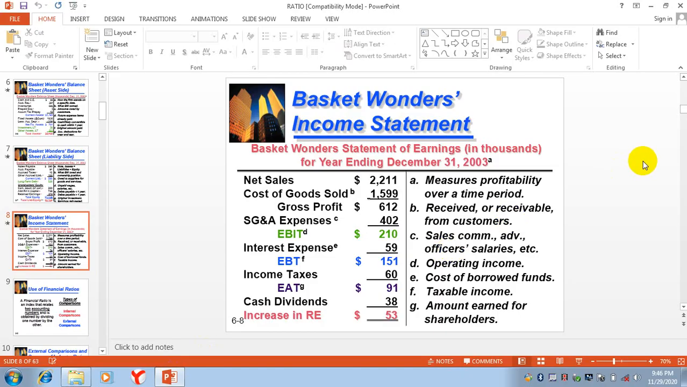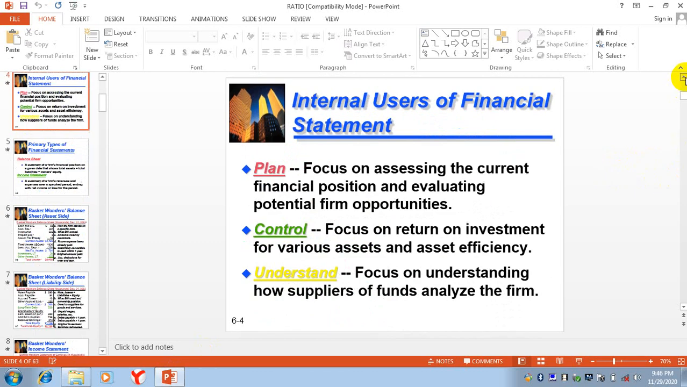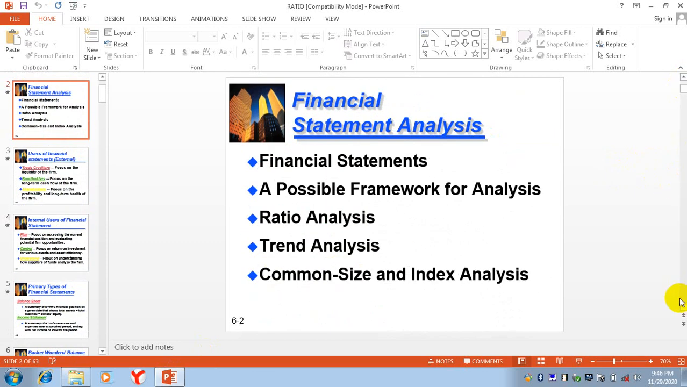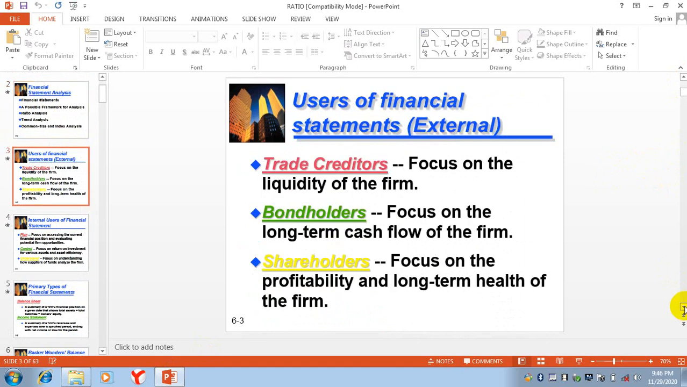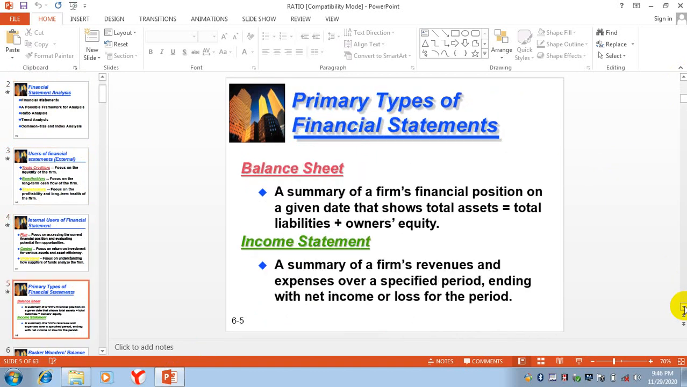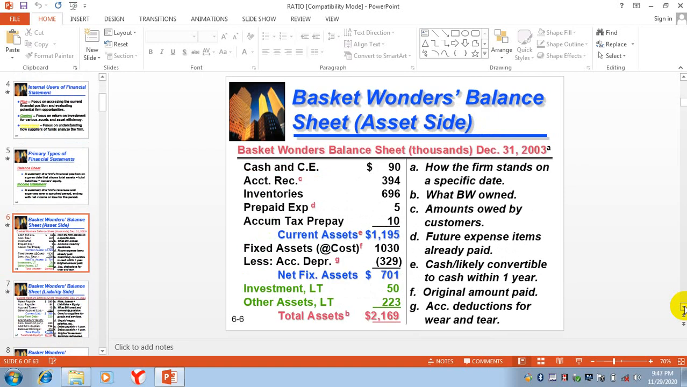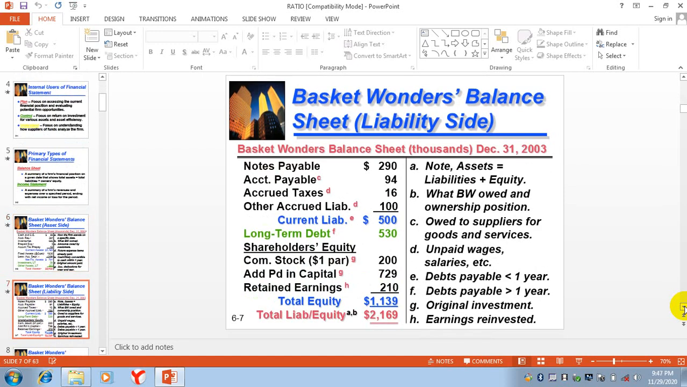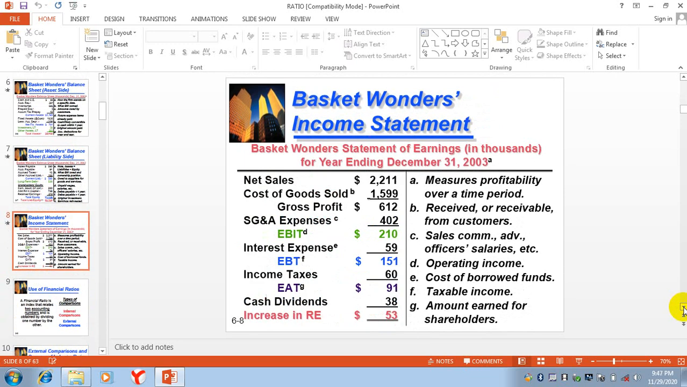Bismillahirrahmanirrahim. In the previous class of corporate finance, we discussed financial statement analysis. We discussed users of financial statements, internal users and external users. Then after that, we discussed the balance sheet. Today we are going to discuss the income statement.